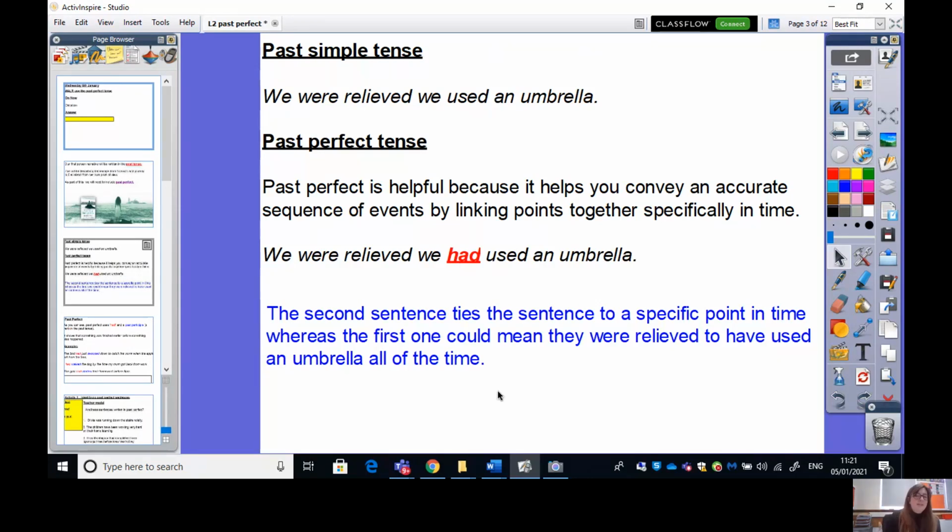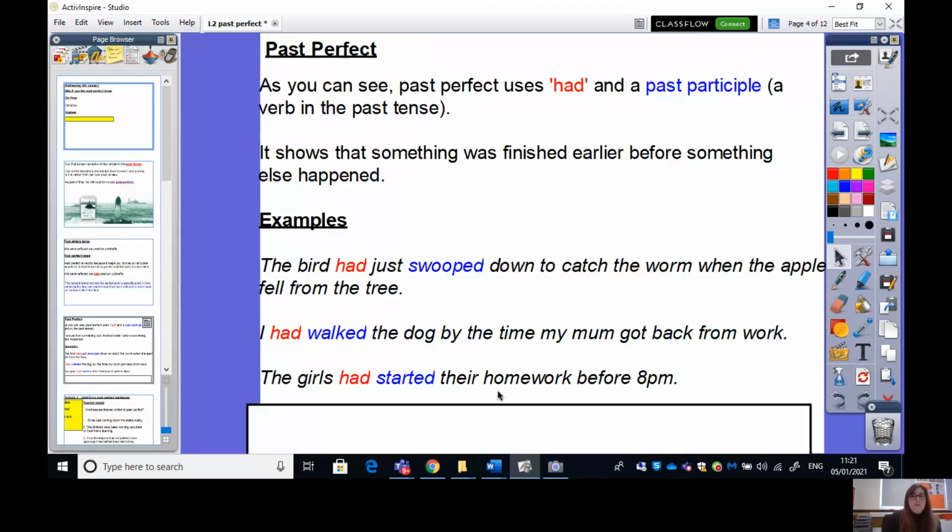Again, it ties it to a specific point in time, whereas in sentence 1, they could have been relieved to have used it all the time rather than at a specific point. So it uses had and a past participle, which is a verb in the past tense. And really it shows that something was finished earlier before something else happened, and both events were in the past.